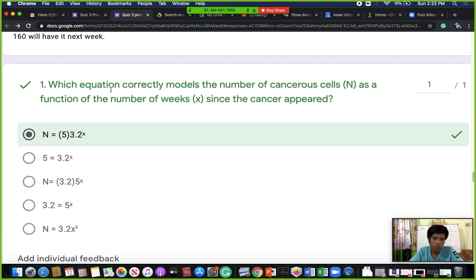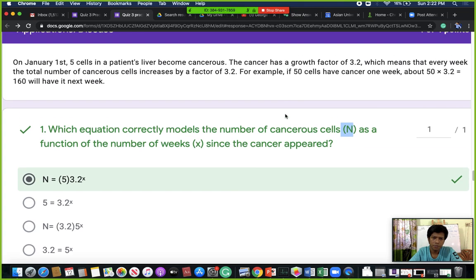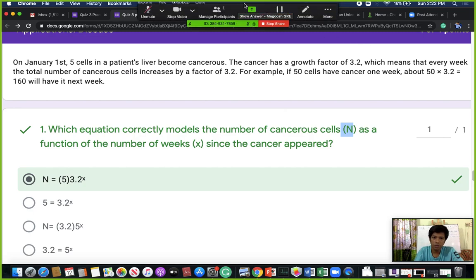First question is, which equation correctly models the number of cancerous cells n as a function of number of weeks x. So x is the number of weeks here, and n will be our function. As you can see here, let me point out something.